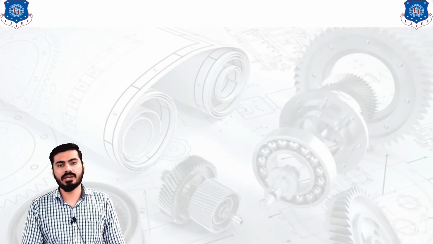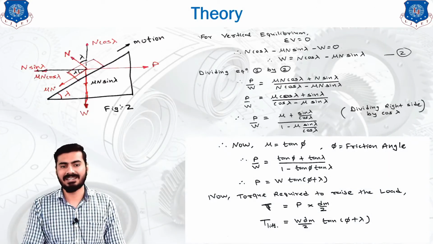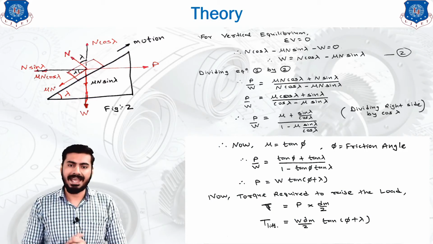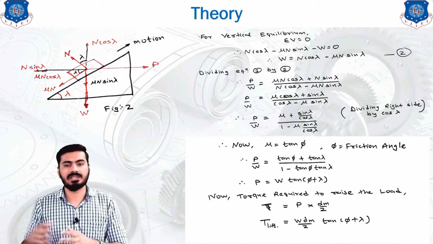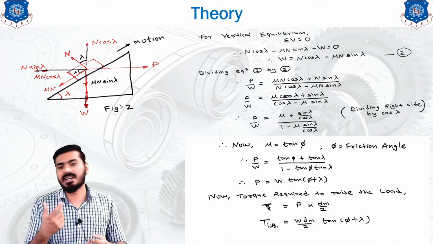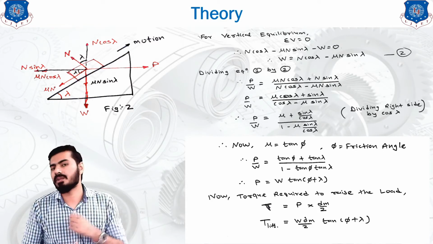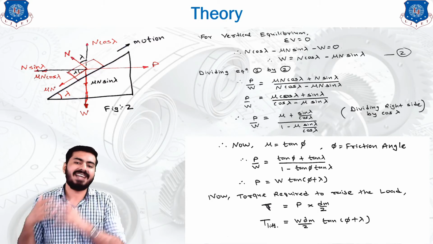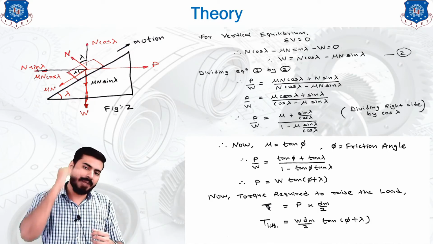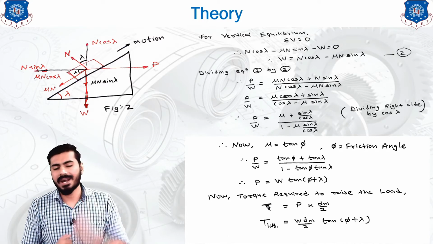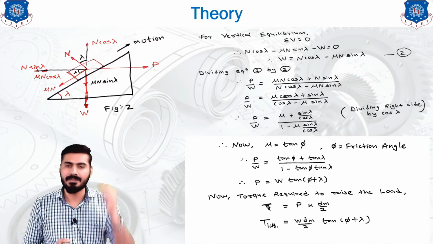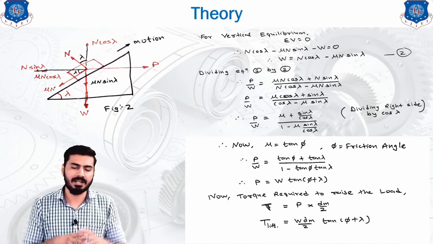Now we continue our derivation in the upcoming slide. For the vertical equilibrium, N cos lambda minus mu N sin lambda minus W equals 0, that is the algebraic sum. Simplifying, you will get equation number 2, that is W equals N cos lambda minus mu N sin lambda. Now divide equation number 1 by equation number 2. If you divide those equations, you will get the ratio P by W equals something like what is represented on the screen.